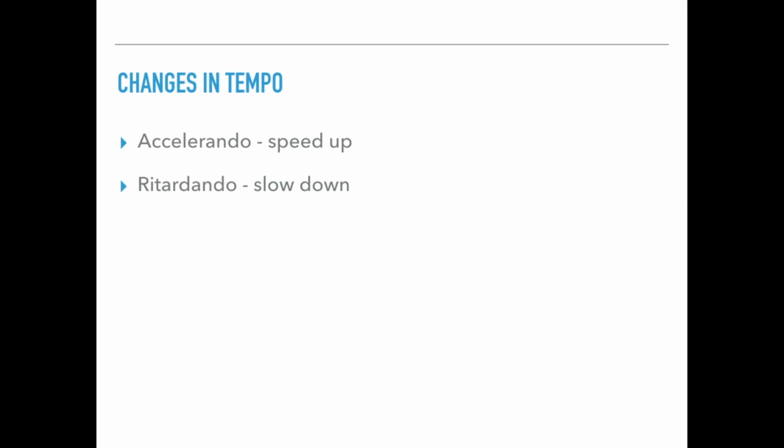Now, these two terms are often abbreviated on a musical score. So the accelerando will just be shown as acc, and rit will be shown instead of ritardando.